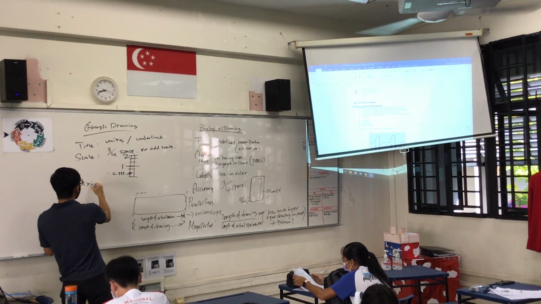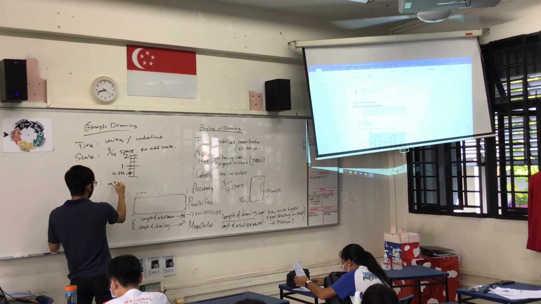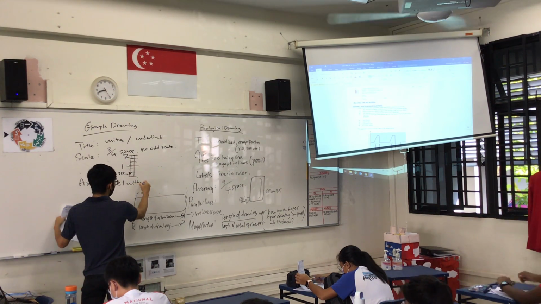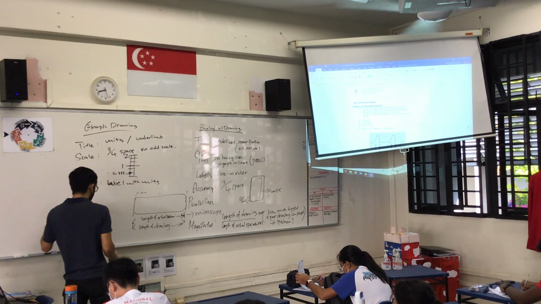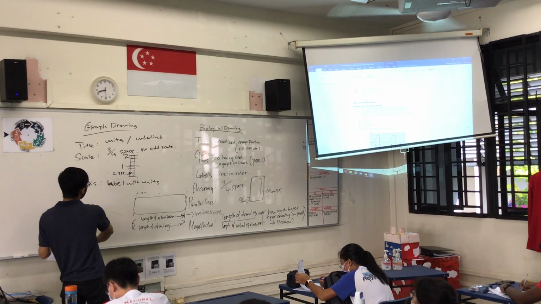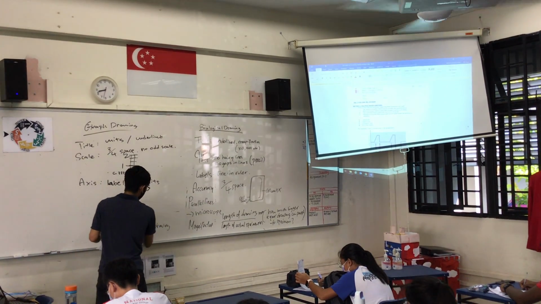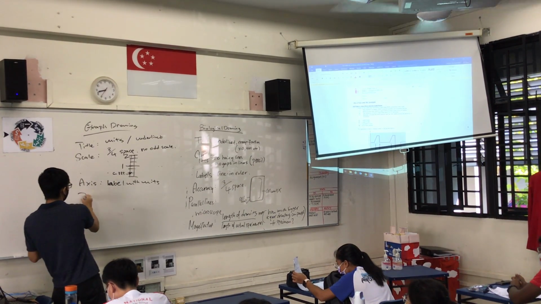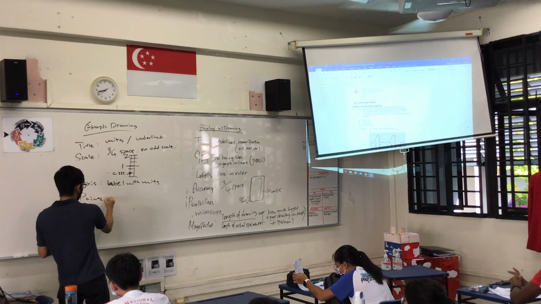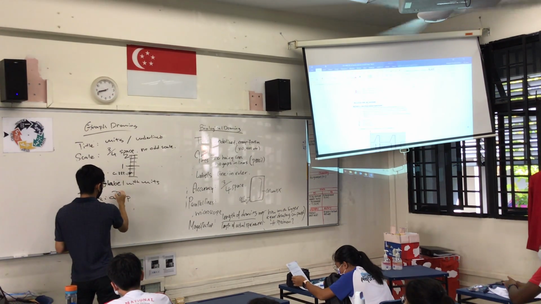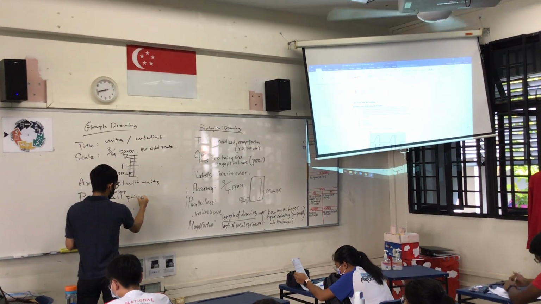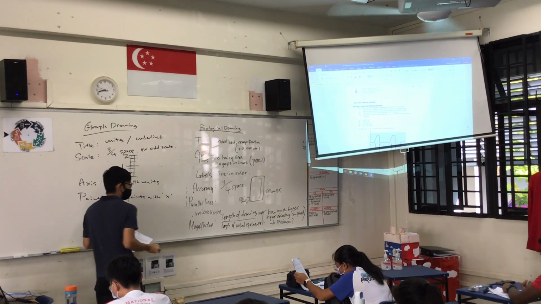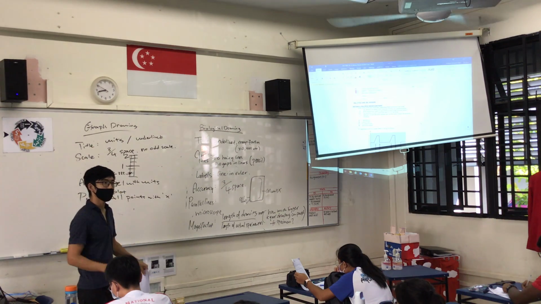Next, A for axis. All we are looking for is that you label the axis with units. If you label with units, you're good to go. Next, P for points. Make sure you plot all points with this symbol, X. You don't use a dot, don't use a plus.